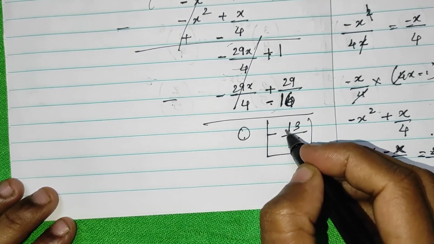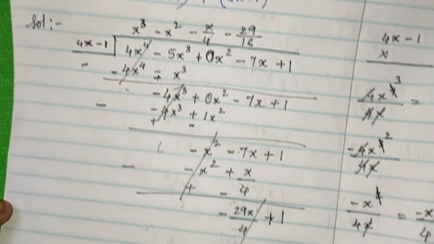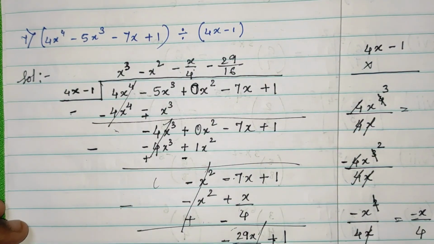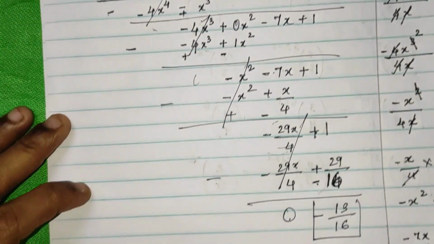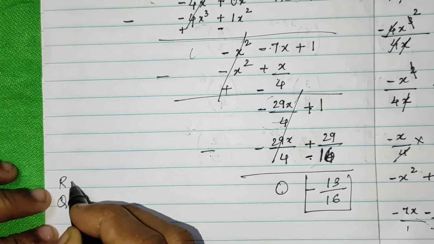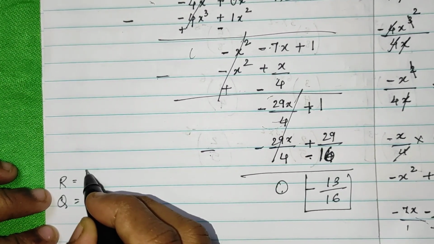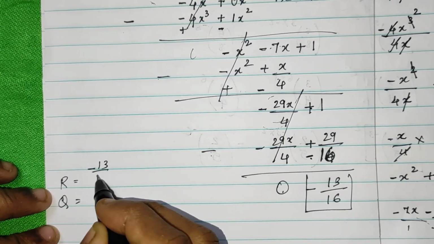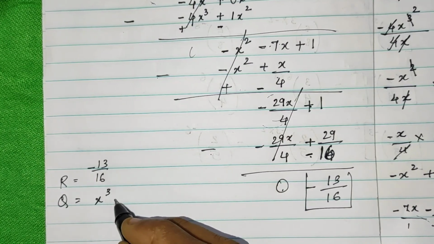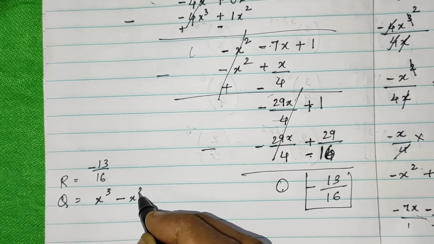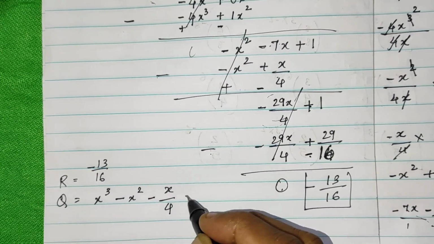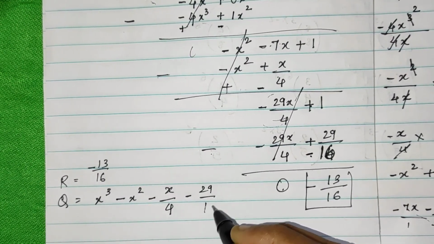So this is your remainder and this is your quotient. Okay. So remainder and quotient. The remainder is minus 13 upon 16 and the quotient is x cube minus x square minus x by 4 minus 29 upon 16.